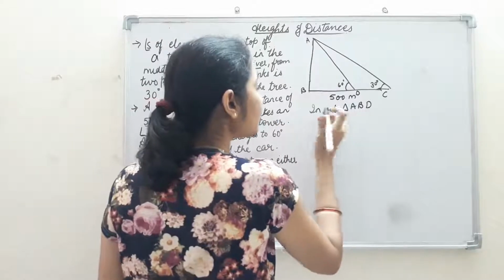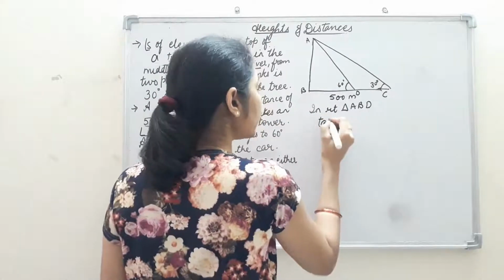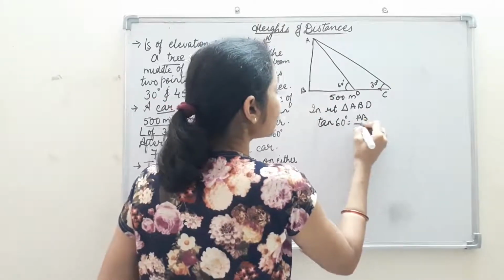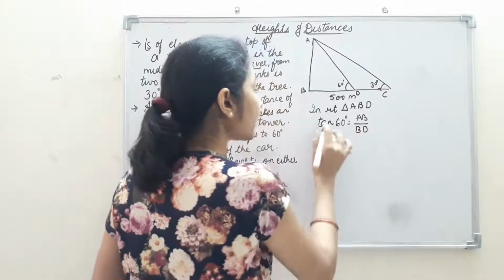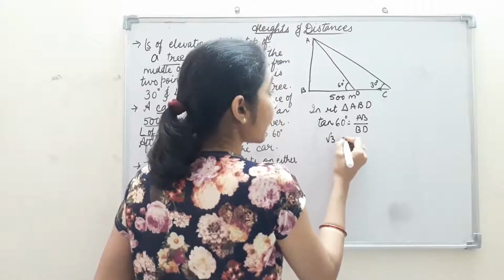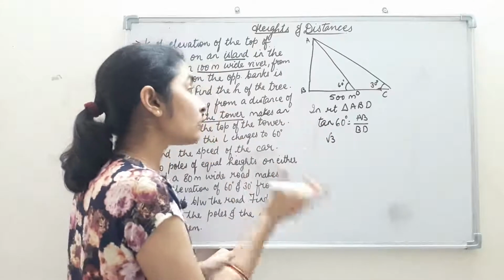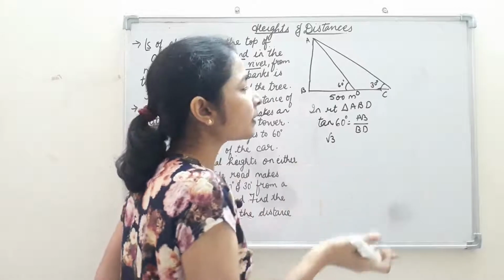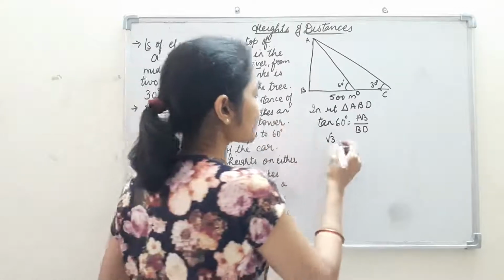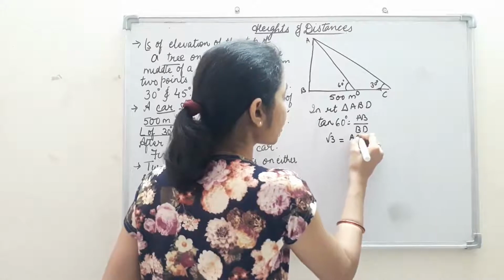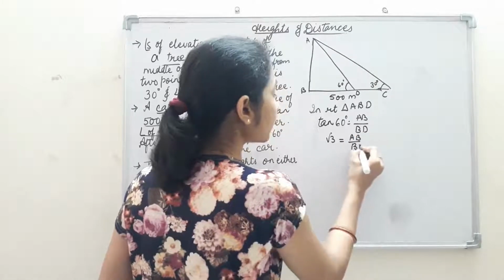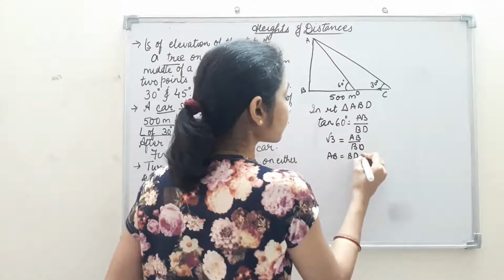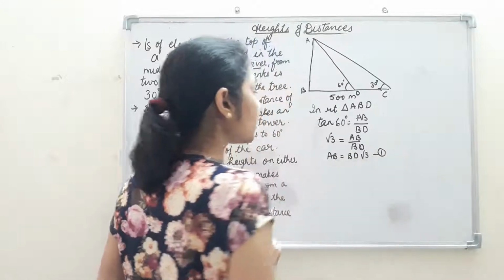So in right triangle ABD, which ratio will we take? Again tan 60 degrees. Tan 60 degrees is equal to AB upon BD. Tan 60 degrees is equal to √3, and we don't know the distance BD. We know the whole distance CD, but we don't know BD. Right now we'll just substitute it as BD only. So when we cross multiply, AB is equal to BD √3. Let this be equation number 1.